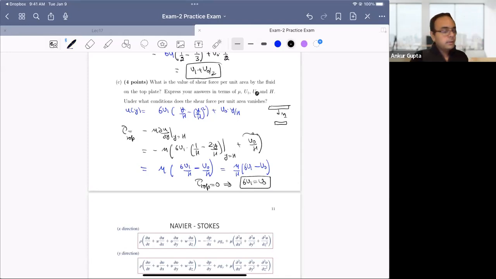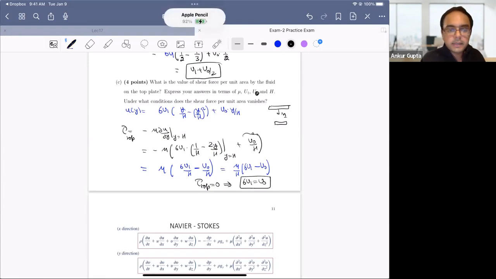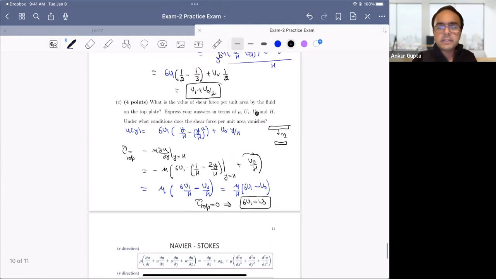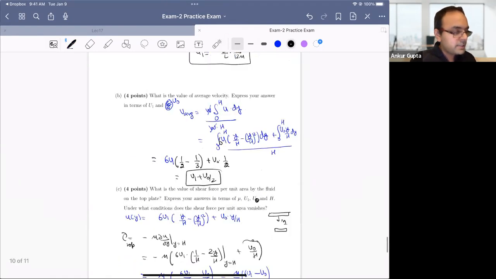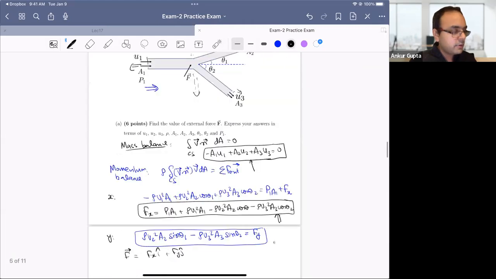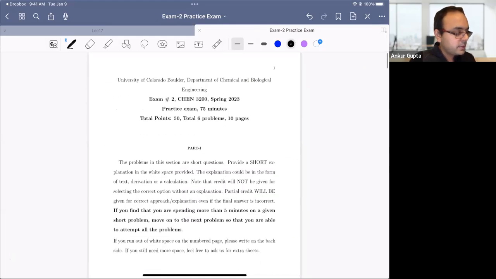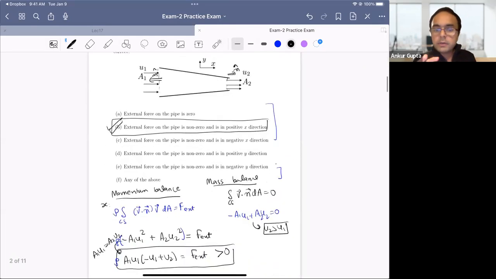Okay. So this is the last problem, and hopefully this kind of helped you. We'll correct some of these typos in the practice exam and then post the corrected version. But let's quickly recap what kind of problems we did in this practice video. So first one was the converging duct. We did a momentum balance and the mass balance.